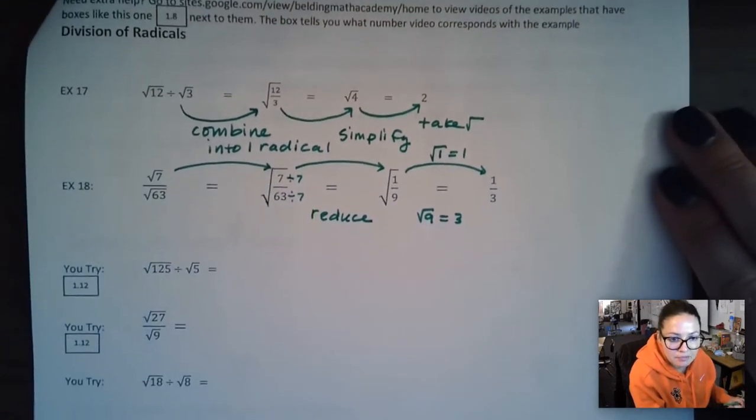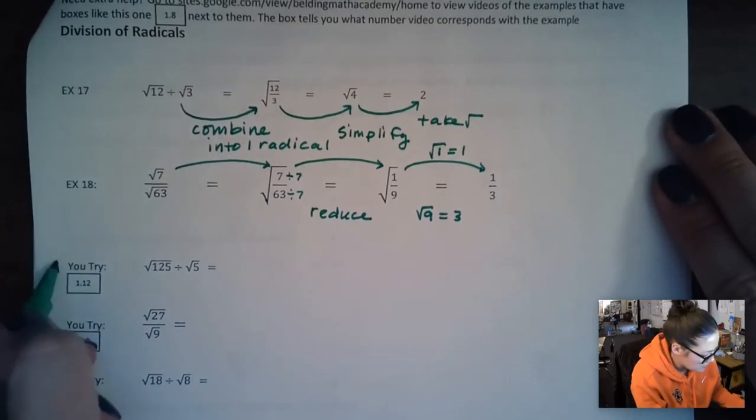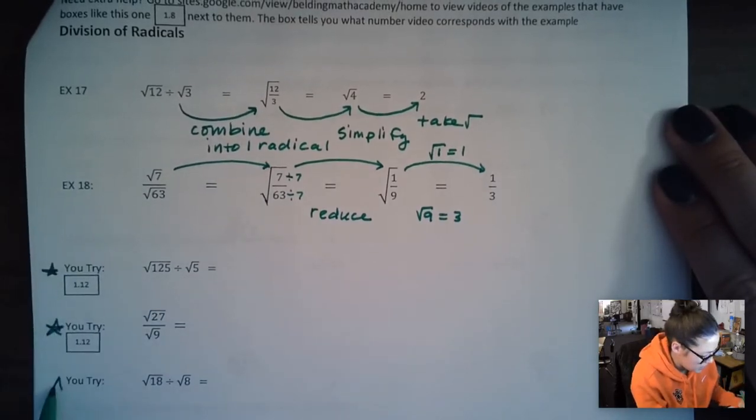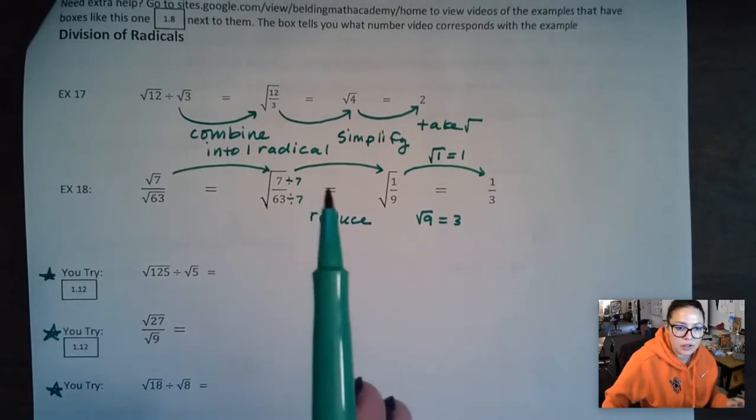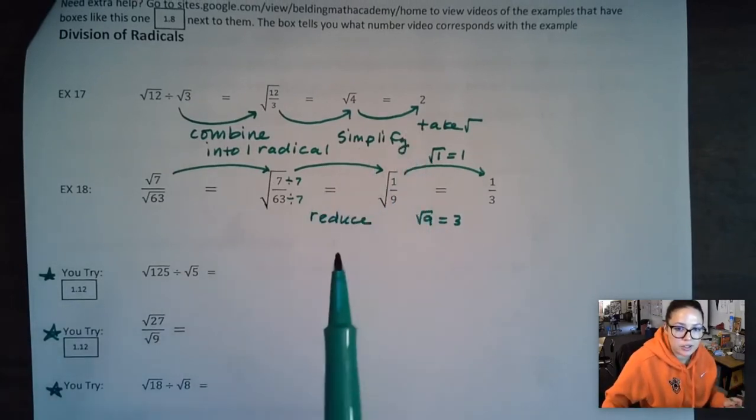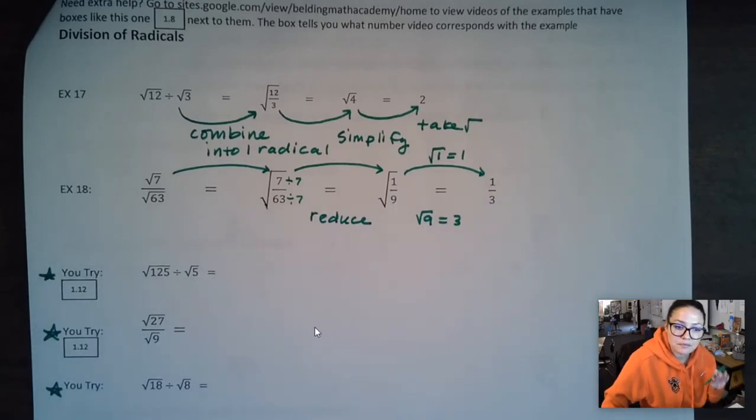So knowing that, I would like you to try these next 3 problems. Follow the same steps. Combine it into one radical, simplify or reduce, and then take the square root. So pause the video, give these 3 a try, and then check back to see how you did.